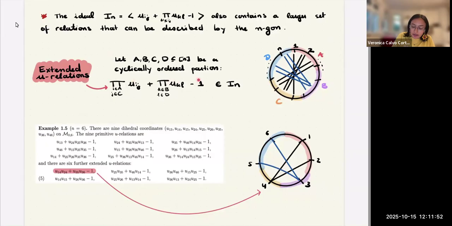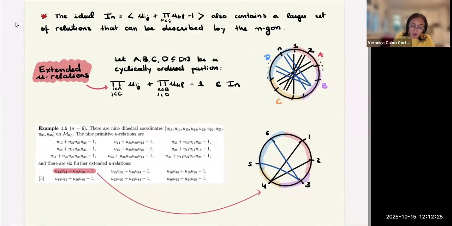So we're going to take any cyclically ordered partition into exactly 4 parts of the set 1 to n. And then we are going to group the dihedral coordinates in a very special way. This is a lot easier to see with a drawing. So let's say that the way that I do this cyclic partition is from 1 to somewhere. And then we have, this is my set A, this is my set B, this is my set C, and this is my set D.